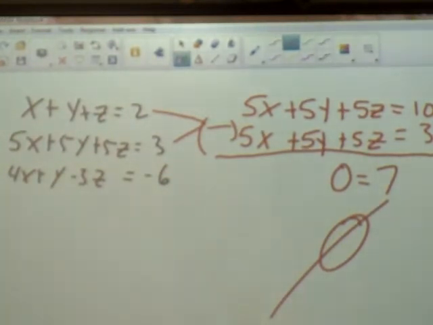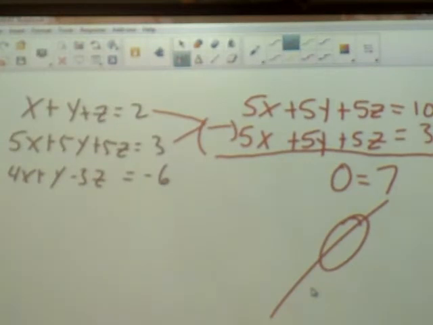A lot faster, a lot easier when you get a false statement. There's no variable there. It's just a wrong number equals a wrong number. No solution. 0 with a slash through it. Don't even got to worry about everything else. So that would mean those planes are parallel and they're never going to intersect. Okay? Everybody all right on that? Easier to understand why. 0 doesn't equal 7, right?